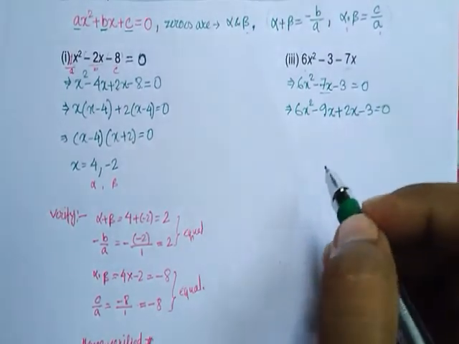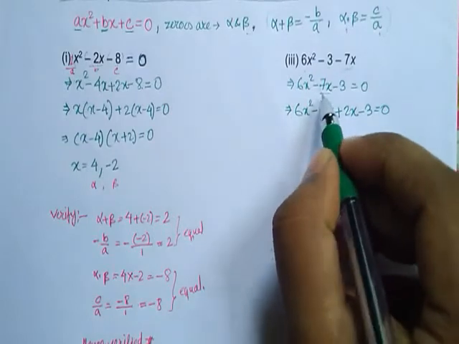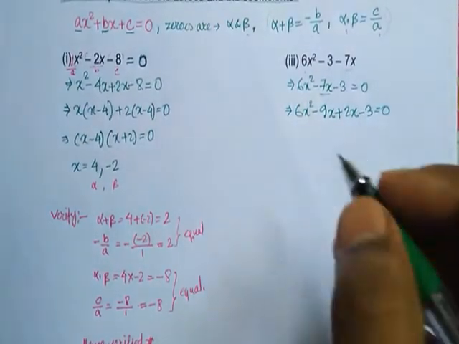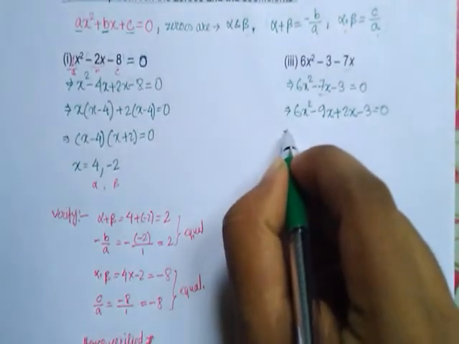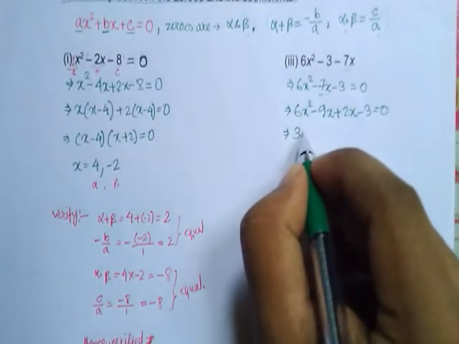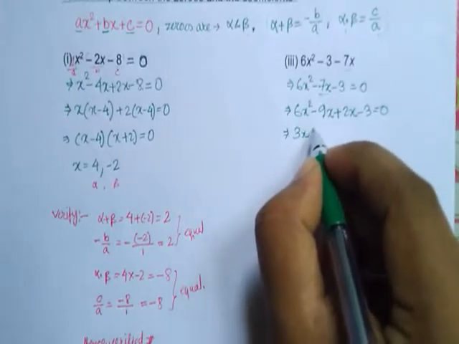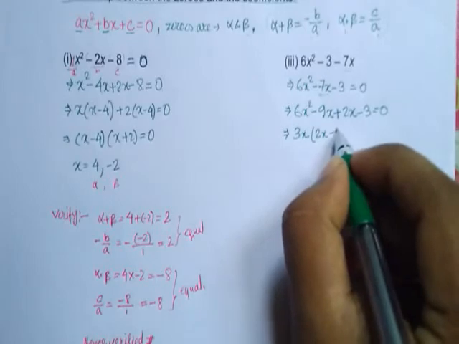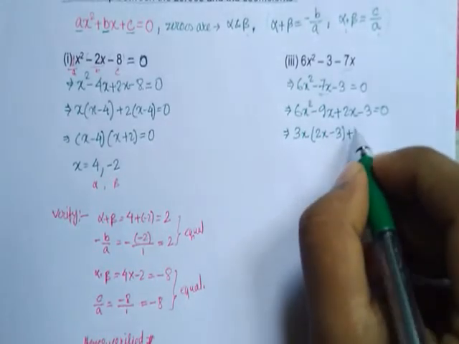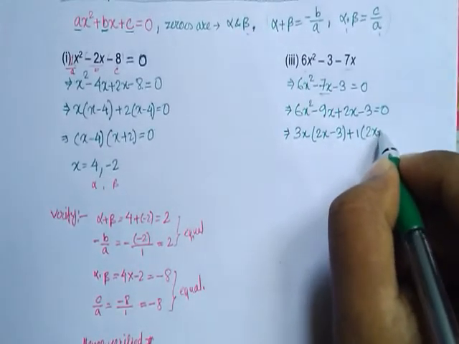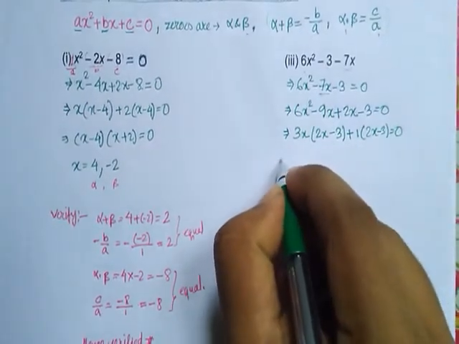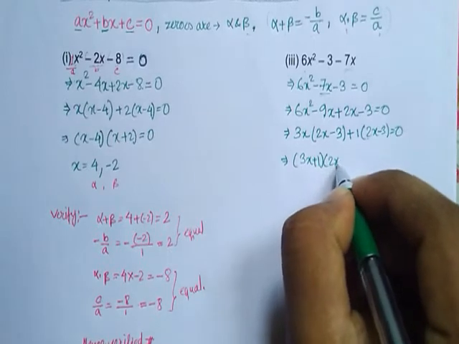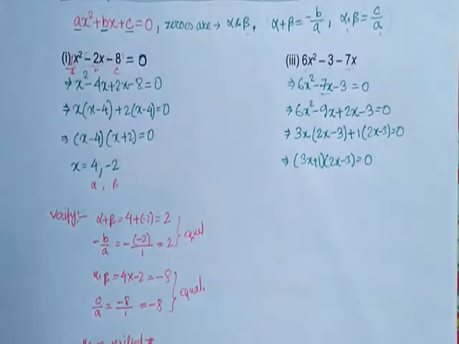Now while you solve more and more problems, you will get a better idea of how to transform this to get factorized parts. Now taking 3x common from the first two terms, the first term is 2x and the second term is 3. Taking 1 common from the last two terms, 2x minus 3 equal to 0. Therefore 3x plus 1 into 2x minus 3 equal to 0.